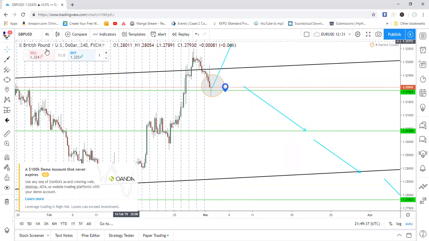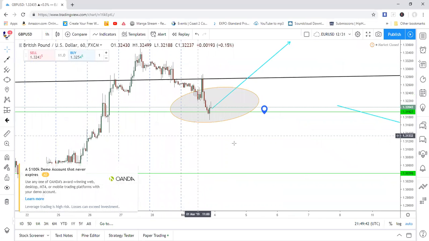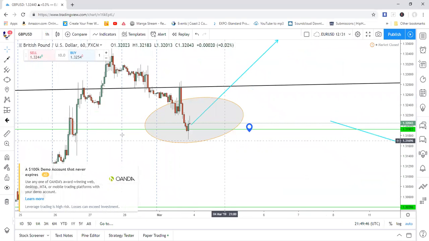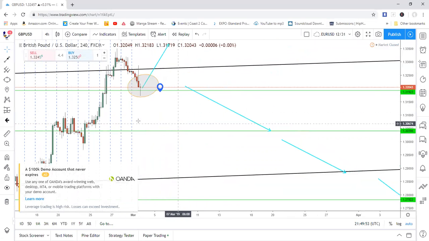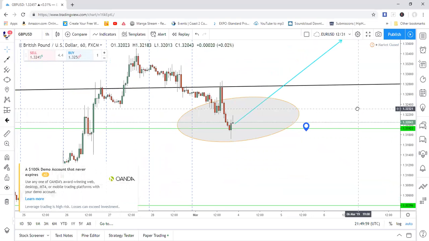Okay, next I'm gonna go to the 1-hour chart. Okay, and look at this already. This is the rejection that we were seeing on the 4-hour chart. See that? This is the doji that was on the 4-hour chart. And that's why it looks like it is going up.